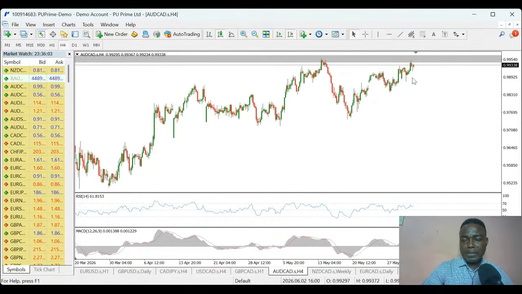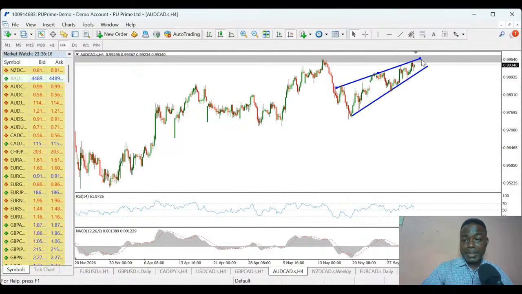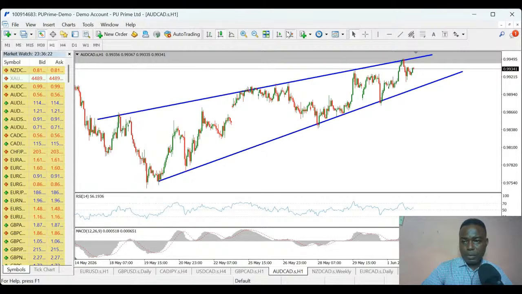a potential reversal. Now, on the 4-hour time frame, I can see clearly the formation of a rising wedge pattern. So that is confirming a bearish sentiment from what we can see clearly on the monthly and the daily time frame. I think I will look at this more from that angle now.